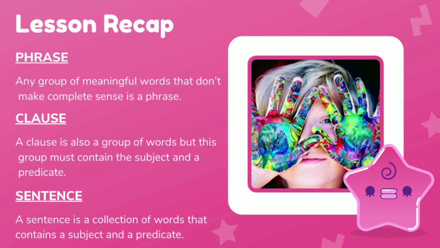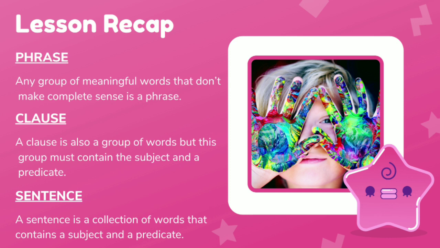Now let's have a lesson recap. We learned about phrase, clause, and sentence. Any group of meaningful words that don't make complete sense is a phrase. A clause is also a group of words, but this group must contain a subject and a predicate. And a sentence is a collection of words that contains a subject and a predicate.